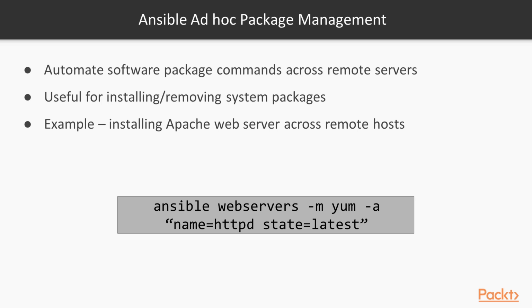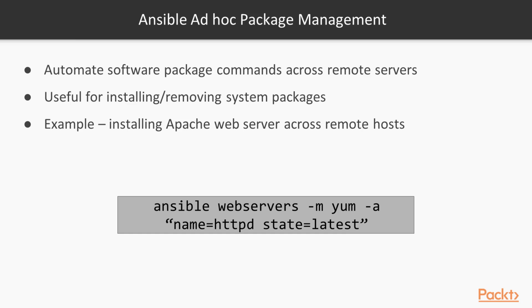Now, Ansible supports both yum and apt for Ubuntu-based systems or Debian-based systems. In this example, we're going to be using yum because our lab and our testing environment is going to be running CentOS. But you would substitute the apt command instead of the yum command if you were on a Debian-based platform.